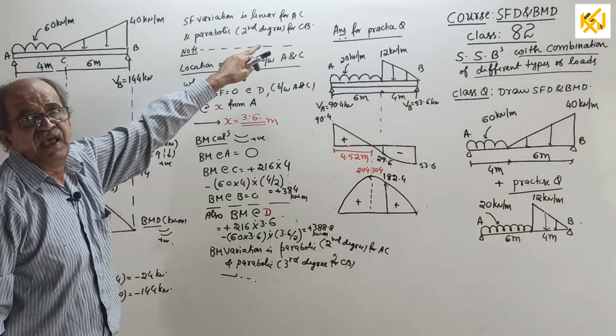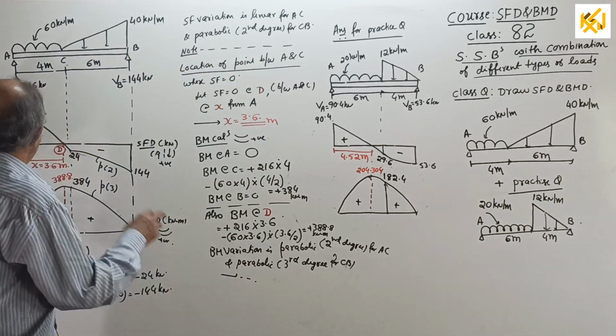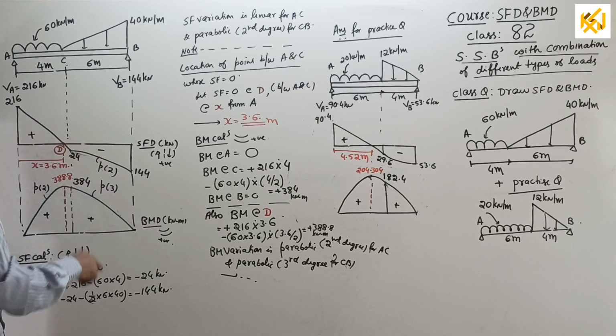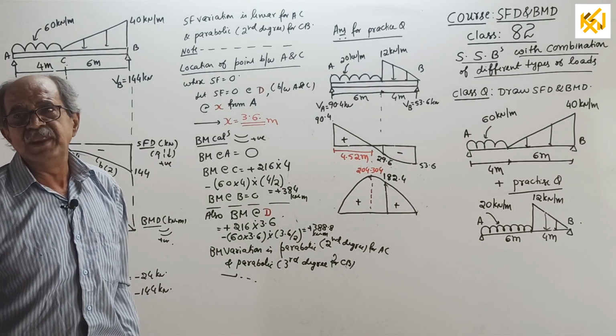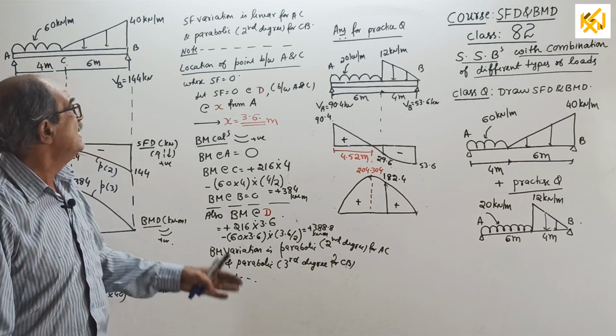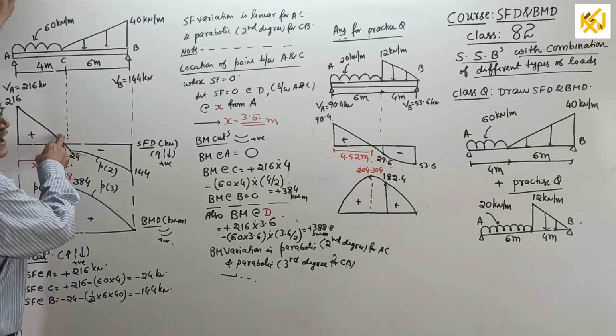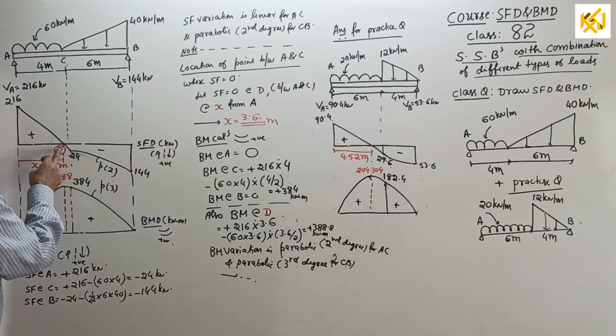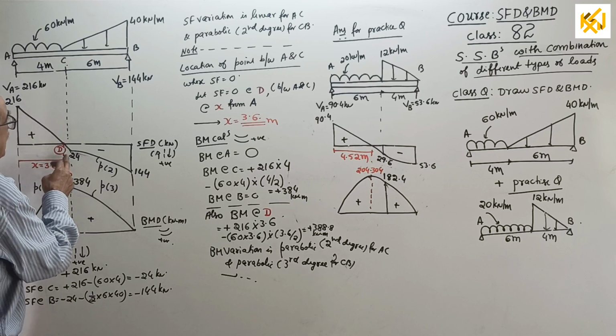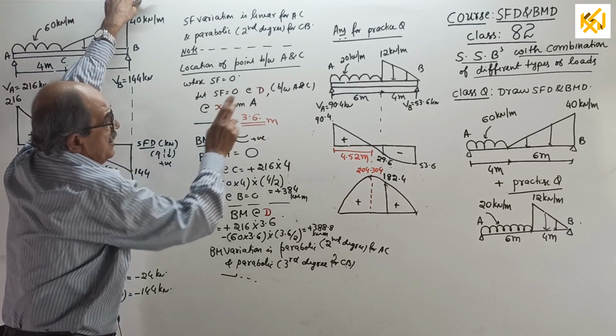Go back and draw the SFD. Observe the SFD. Yes, there is a point where shear force is 0 between A and C. Locate that point. Since it is inside the UDL, a separate sketch is not required. I will call the point D, at X from here. You have to get the value of X.